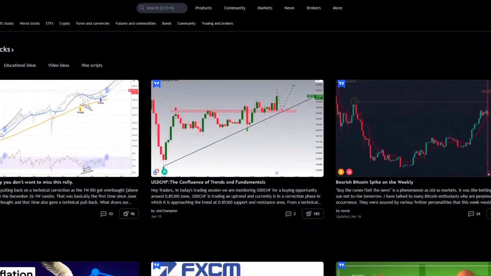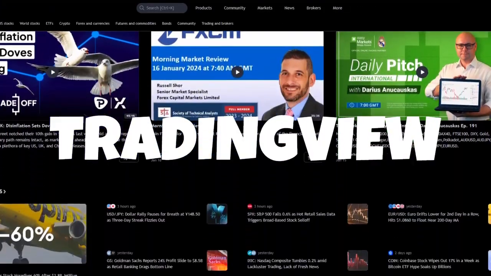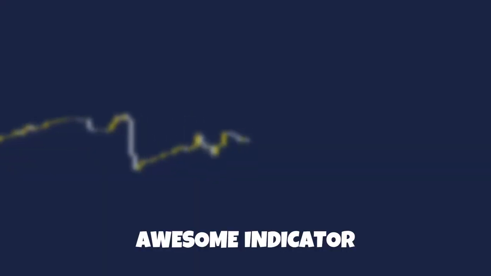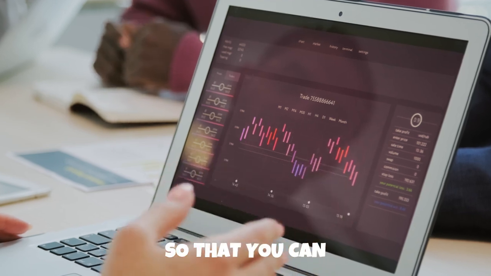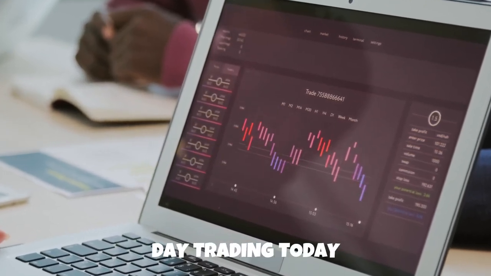So we are going to be trading this awesome strategy on TradingView, and it uses an awesome indicator that I'm going to share today. But for now, let's get the strategy built so that you can start making money day trading today. Let's get these two indicators added to our chart and get into the strategy.